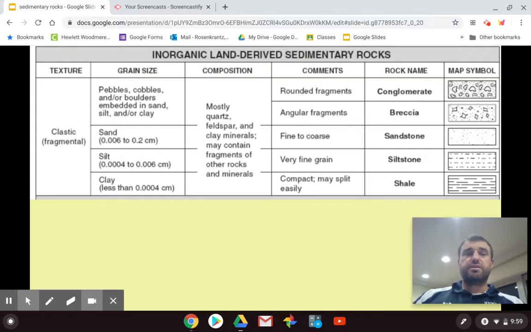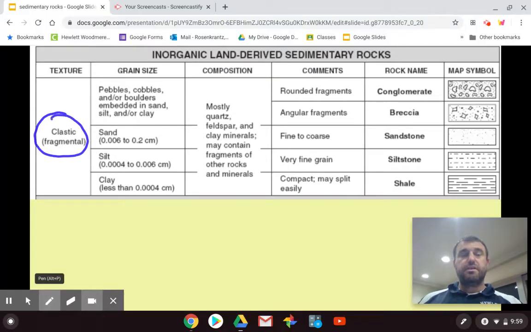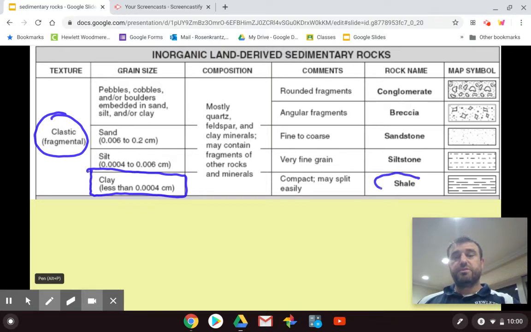So here's the chart to classify clastic. And even the term clastic is defined in this chart. See right here? Fragmental. So there's different size fragments. The smallest size is known as clay. So if clay gets compacted and cemented together, then it forms shale.